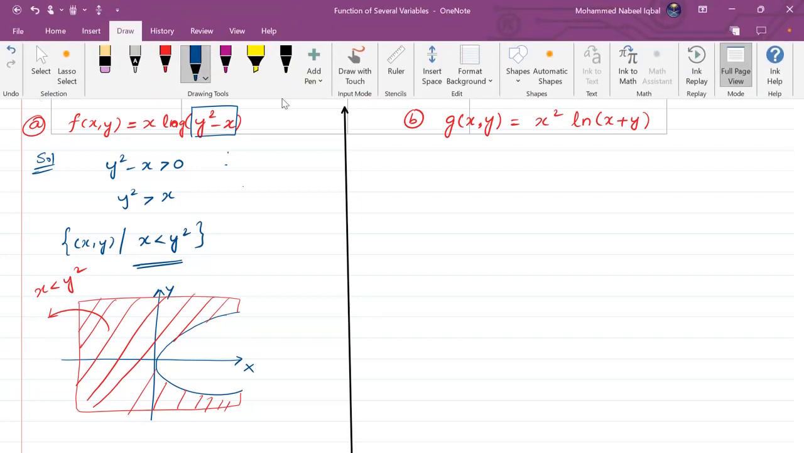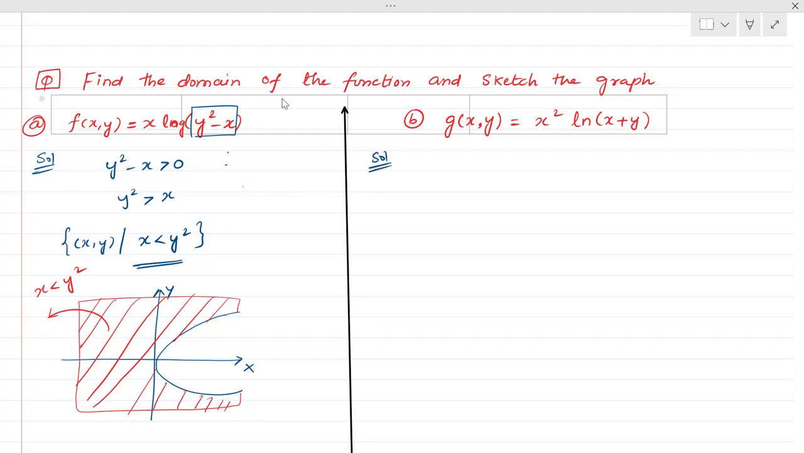Similarly, the next one: the domain is given by this part. It must be more than 0, x plus y more than 0. So x is more than minus y, which means y is more than minus x. Both have the same meaning.